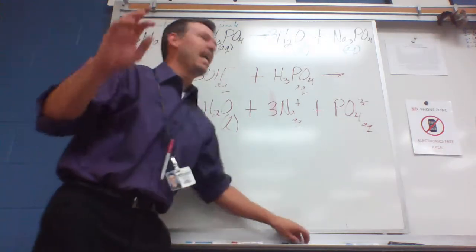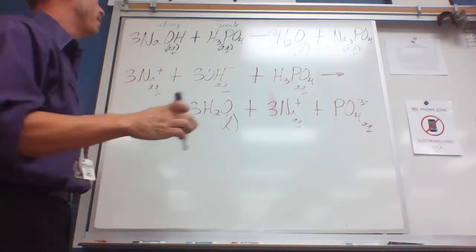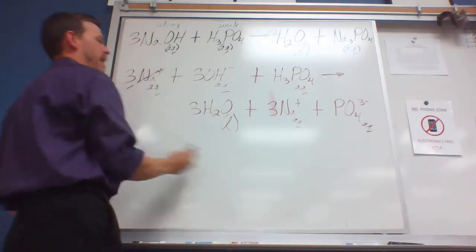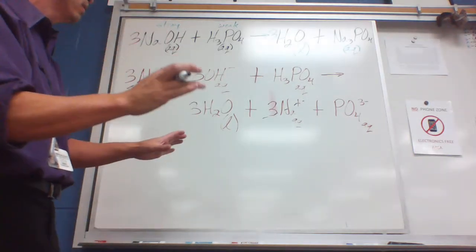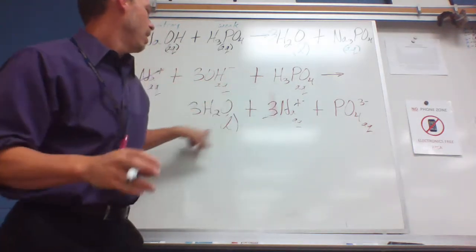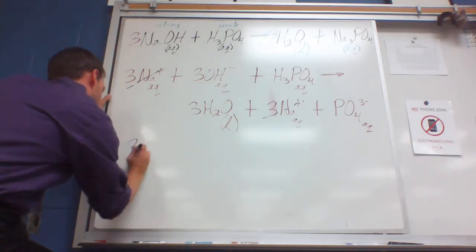Now, let's do net ionic by getting rid of my repeats. Hey, look, there's a spectator. There's a spectator, and they know most spectators now. So we have my net ionic as this.